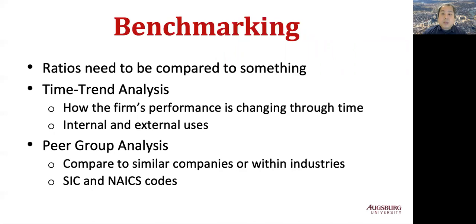So there are 2 different types of analysis. One is time trend analysis. You can compare through time, how the firm's performance is changing. You can use internal and external data, and you compare with last year, 2 years before, or the last 5 years, things like that. The next one is the peer group analysis. You can compare with your competitors, similar companies, or within the industry.